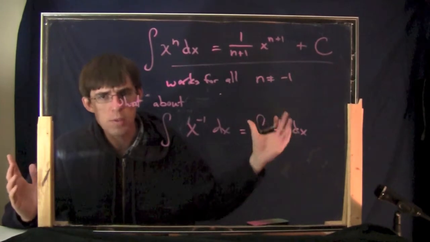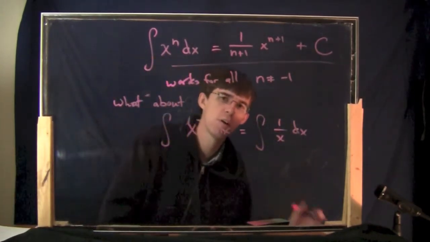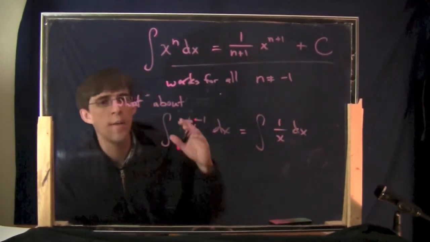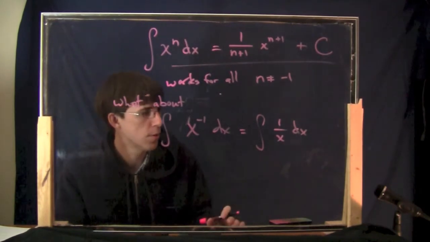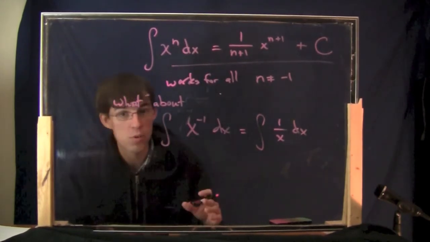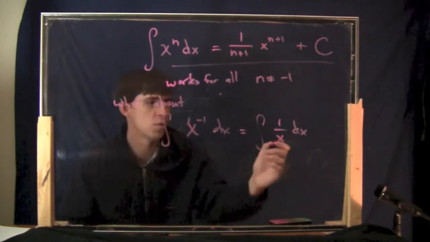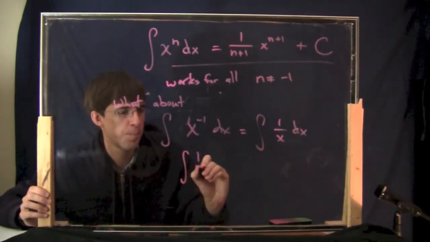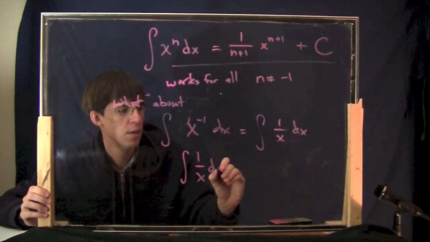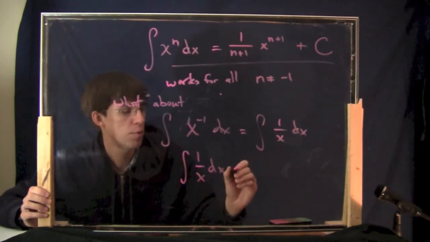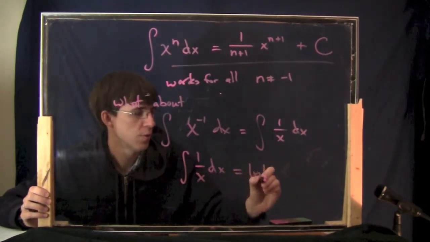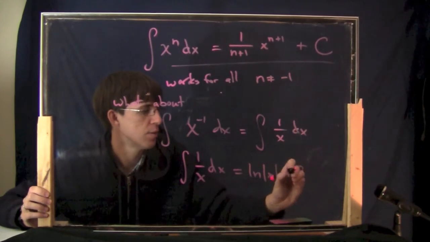That was one of our things we talked about. The derivative of natural log of x is 1 over x. Actually, the full rule was the derivative of the natural log of the absolute value of x is 1 over x. So typically when you see this written, it's written like this: the antiderivative, or the integral of 1 over x dx, is natural log of absolute value of x plus c.